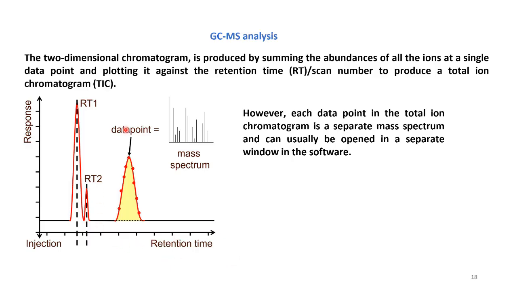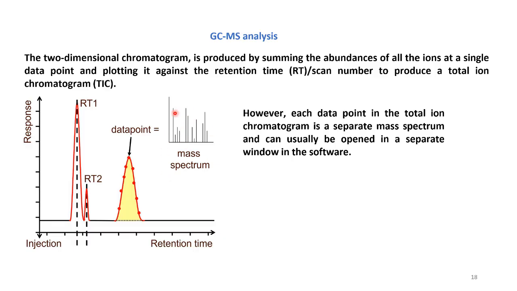The two-dimensional chromatogram is produced by summing the abundance of all the ions at a single data point and plotting it against the retention time or scan number to produce a total ion chromatogram. However, each data point in the total ion chromatogram is a separate mass spectrum. As you can see here, the different data points are different, separate mass spectra altogether.